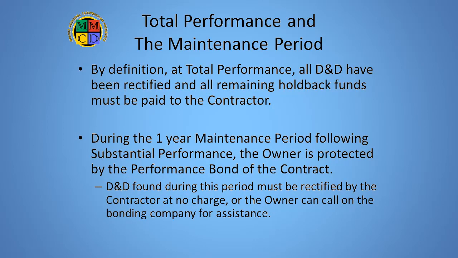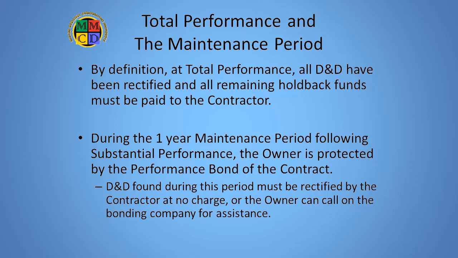Now, at total performance. Since the contractor cannot get to total performance with outstanding deficiencies, it is clear that the final payment must include all remaining holdbacks net of allowed offsets. Then, for the 1-year period following substantial performance, the contractor is obliged to rectify any discovered defects and deficiencies about which the owner has provided notification.